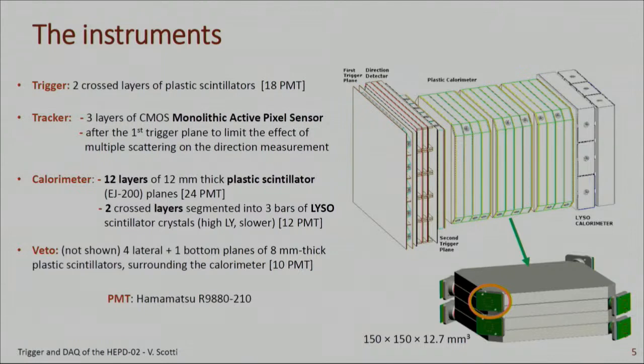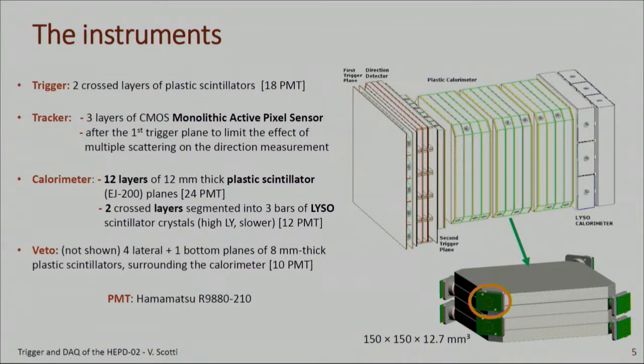The system is contained in a VETO, which surrounds the calorimeter. Each plastic scintillator is read out by two photomultipliers, which are placed on the corners for redundancy.